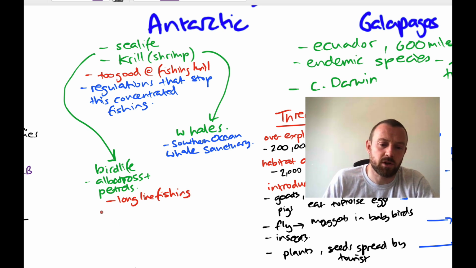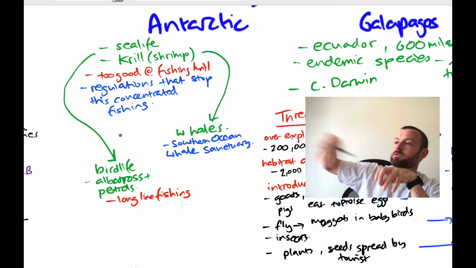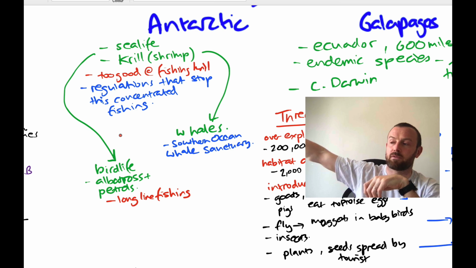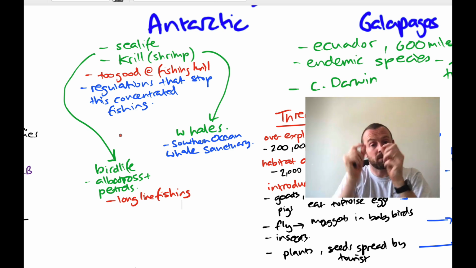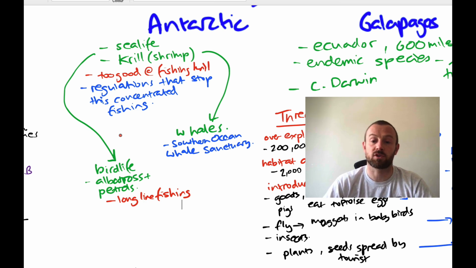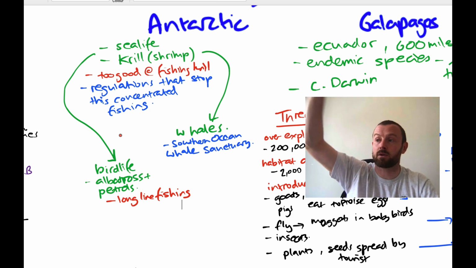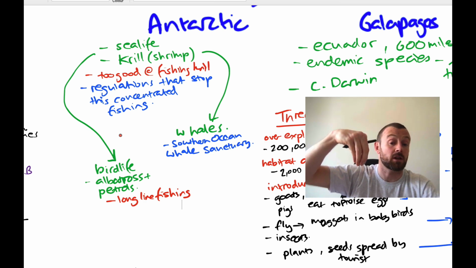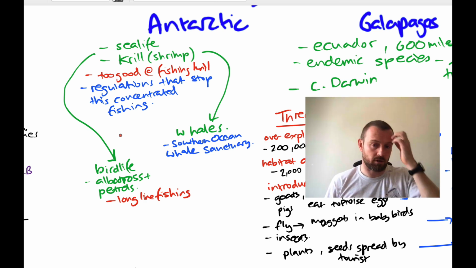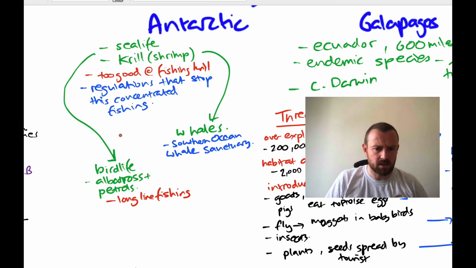Longline fishing is where you have a really long line, like 20 kilometers or something, off the back of a fishing boat that has multiple hooks all the way down the line. And each of these hooks has a little piece of bait on it. Now, these albatrosses flying overhead might not even see the boat, but they see something down in the water, they swoop down, they try and grab it, and they get attached to the fishing line. So this is the major threat to their existence.